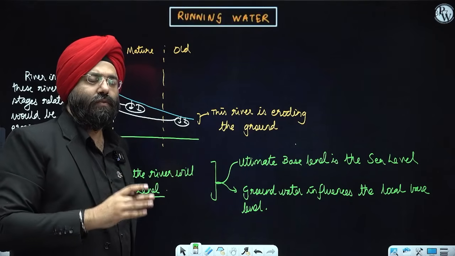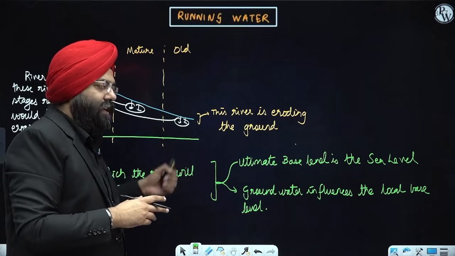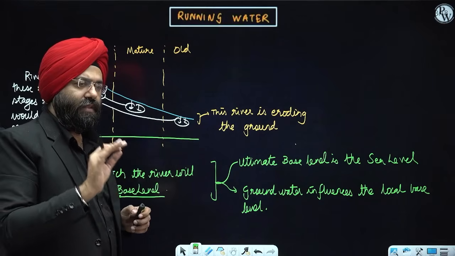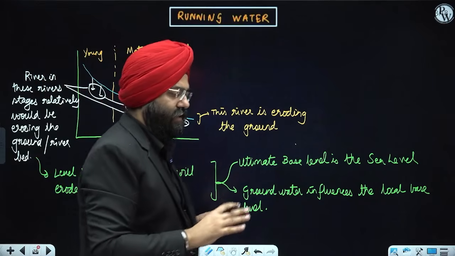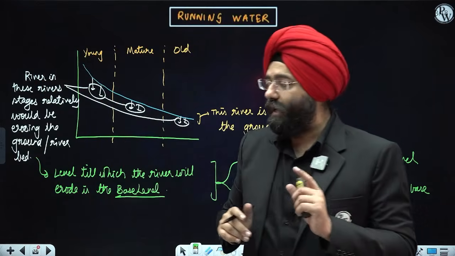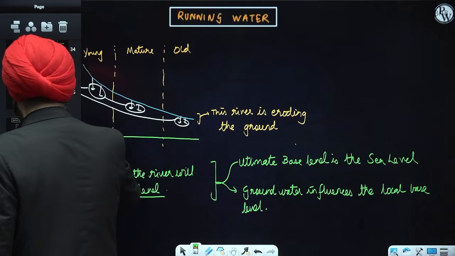All those factors influence. But the tendency is this, which I've explained to you. This is something that you should be a little bit aware of and something that is important. Clear?